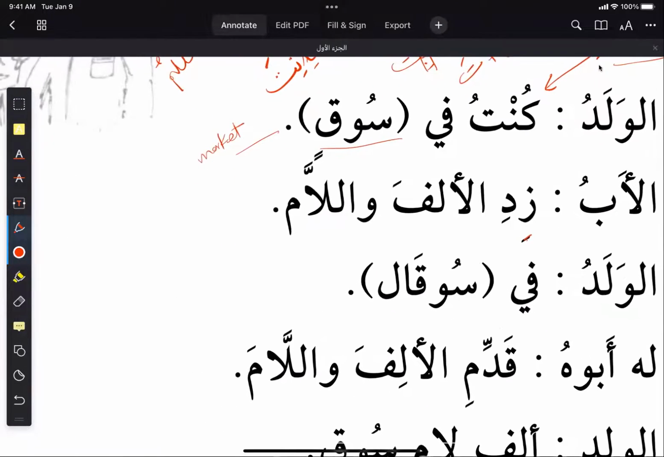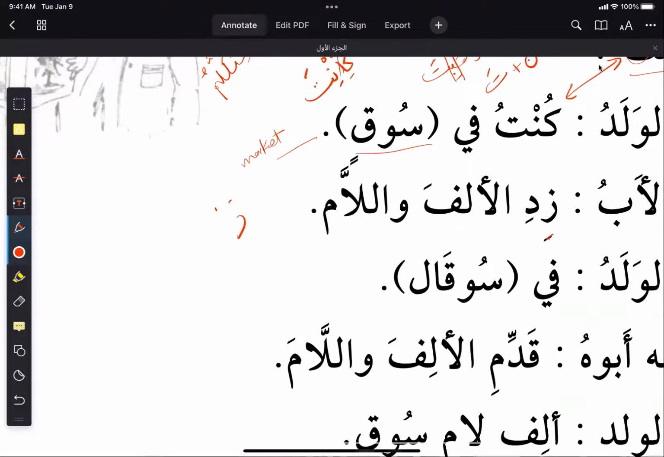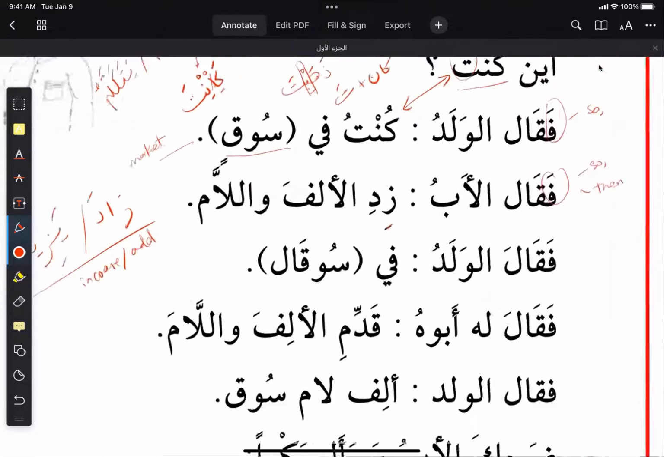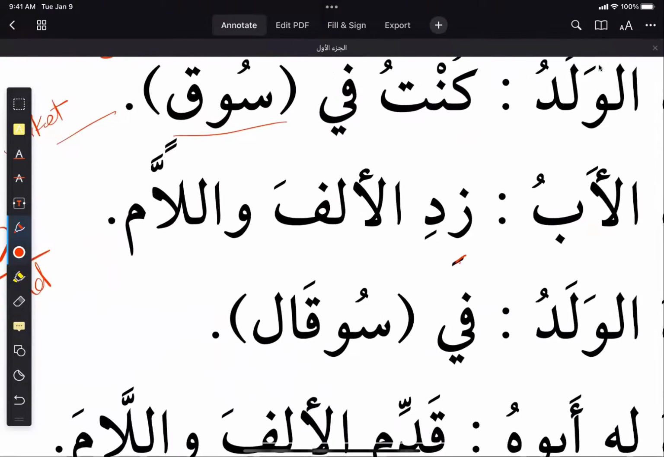So zid. What is zid? It is the command verb of zada, zada yazidu. What is zada? Increase, yes, increase or add. So zid al alifa. Why is it fatha? Because it's the object. Zid al alif wal lam. Increase or add alif and lam.